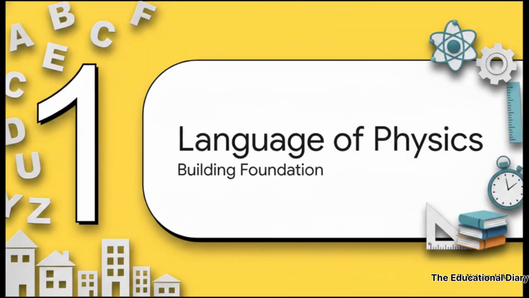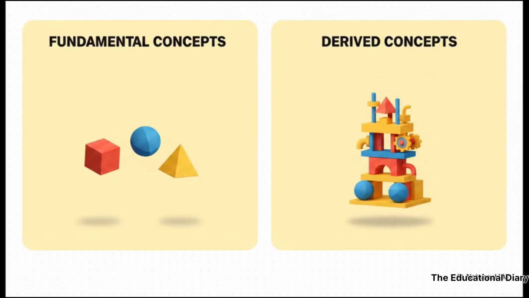Section 1, the language of physics, building the foundation. Just like learning any new language requires an alphabet, physics requires basic units. And there are really just two main types. First, we have fundamental units. These are basic, independent units that we just accept as the absolute standard, kind of like the primary colors of physics. Then we have derived units. These are the units we construct by multiplying or dividing those fundamental units. Because think about it, you can't measure something like area or velocity with just one fundamental unit, right? You actually have to derive them by combining lengths and times.